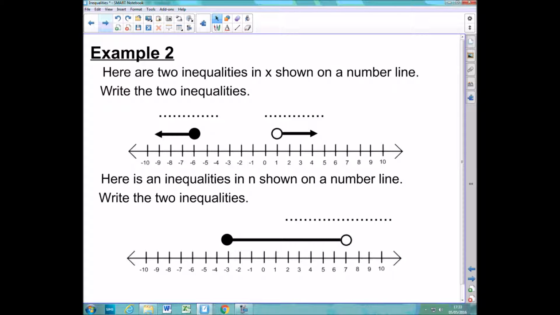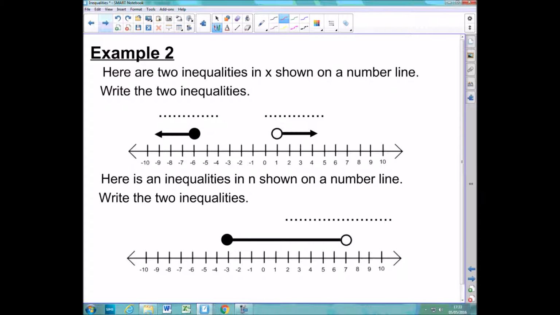Okay, so my second example, I am told that there are two inequalities in x shown on the number line. And I want to write those two inequalities out using the inequality notation. Okay, so firstly, you've noticed that we've got two blobs here, one coloured in and one not, pointing with arrows. Now the first one here, hopefully you can see that the arrow is pointing down my number line. It's pointing to all the small numbers here.